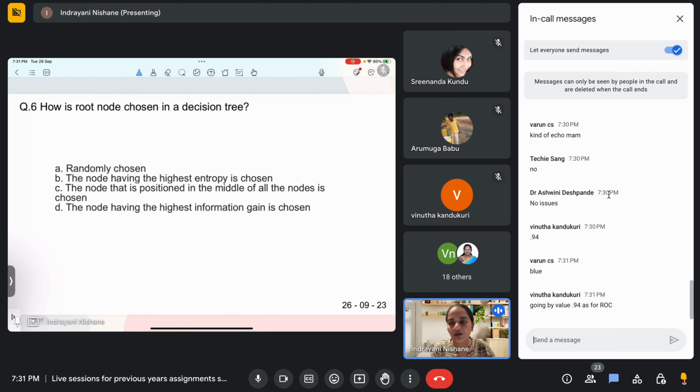Moving on, how is the root node chosen in the decision tree? I will read out all the options, and you can tell me what you think would be the correct answer. How is the root node chosen? Option A says it is randomly chosen. Option B says the node having highest entropy is chosen. Option C, the node that is positioned in the middle of all nodes is chosen, and D is the node having the highest information gain is chosen. There is only one correct answer for this question.